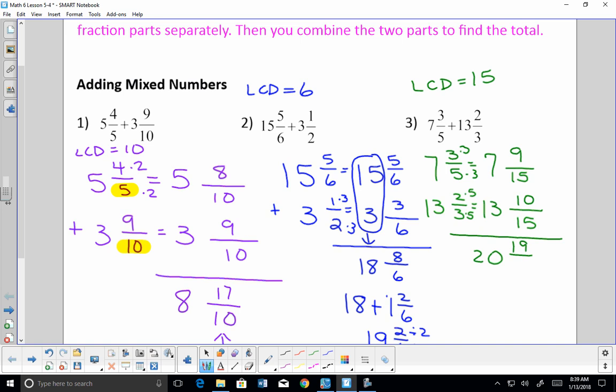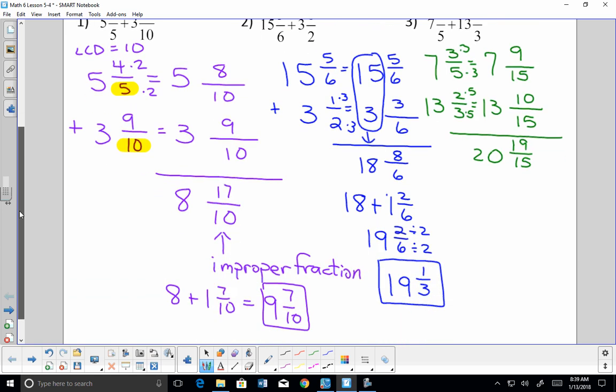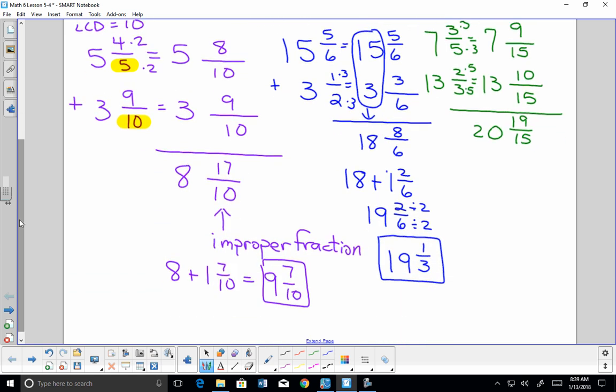Again, I have a mixed number. I have an improper fraction that I need to change into a mixed number. So I'm going to take the 20 and 19/15, and that becomes 20, plus 19/15 is a mixed number, is 1 and 4/15. So 20 plus 1 and 4/15 is 21 and 4/15.